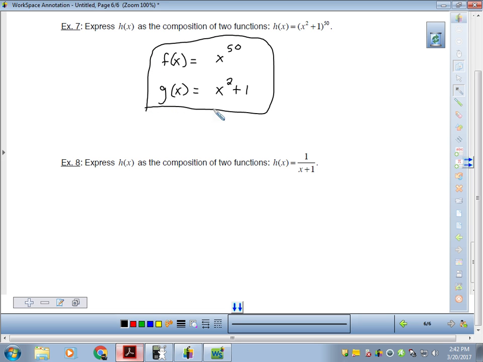There we go. And again, you can check yourself. If you take this function and you plug it into that one, you do get h of x, which is our original problem.